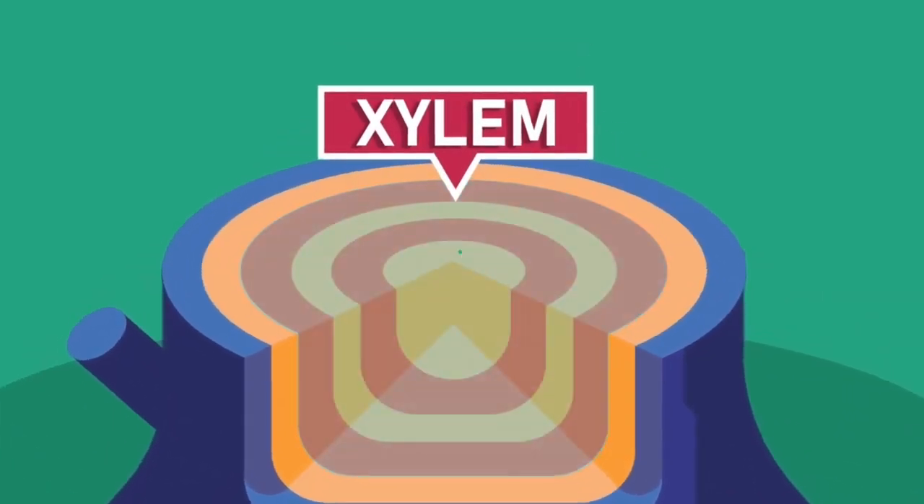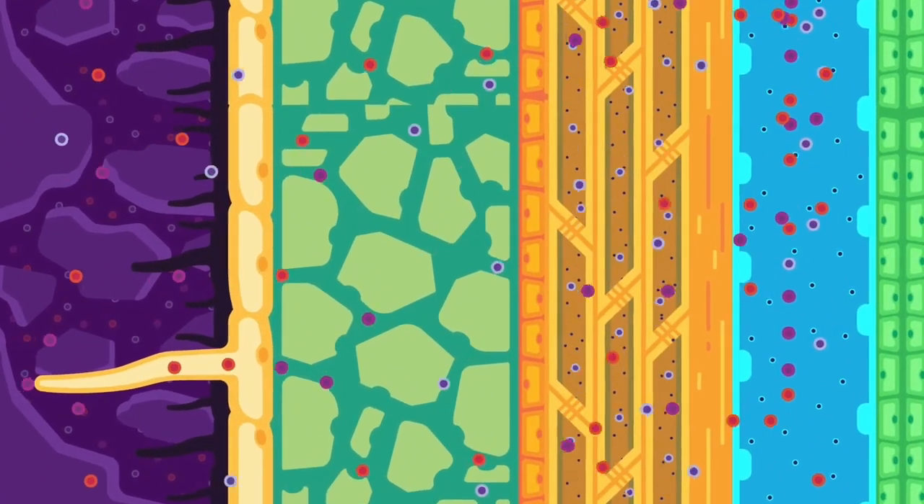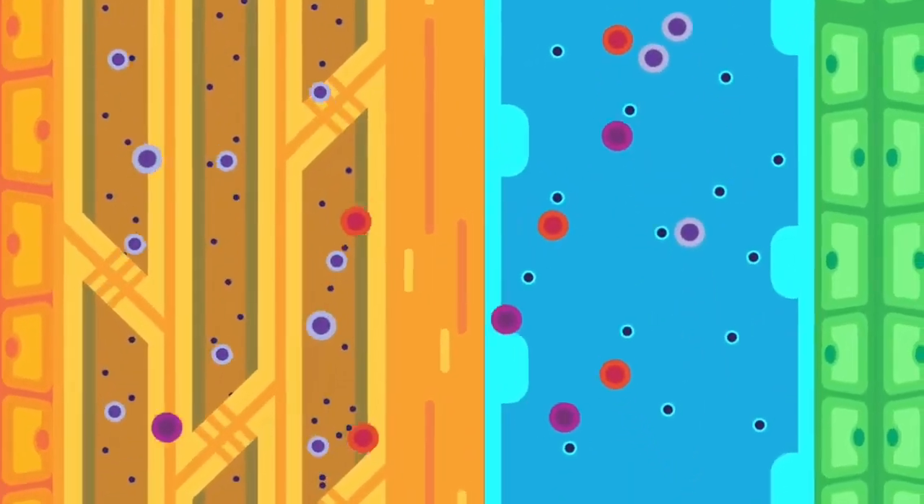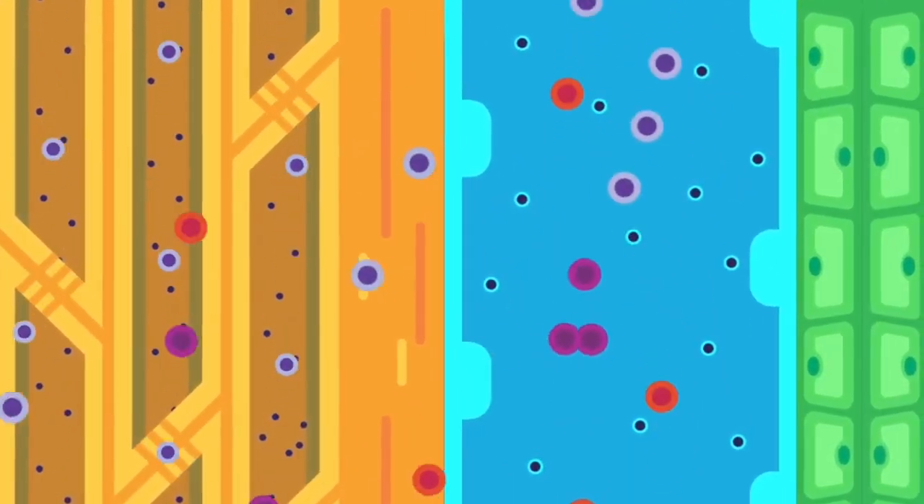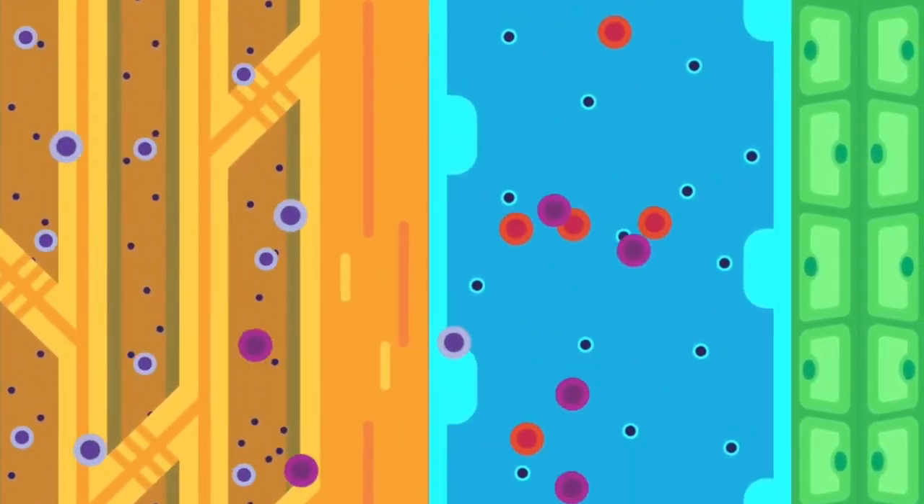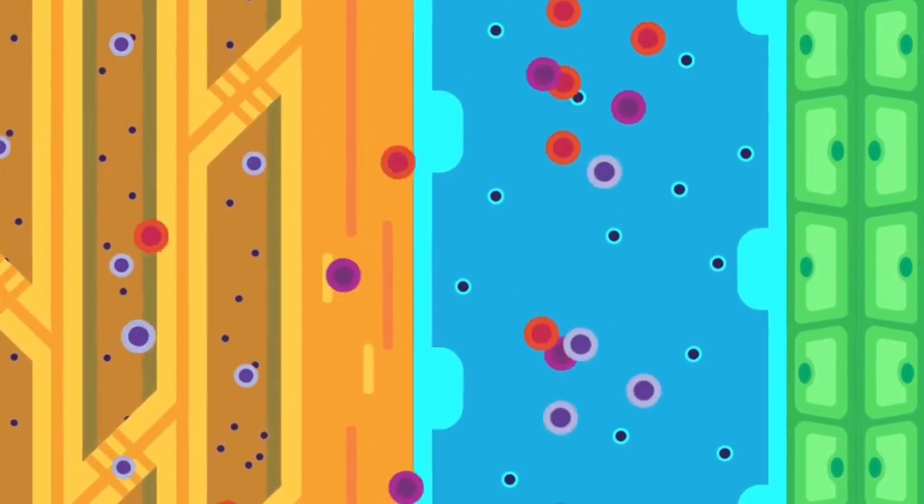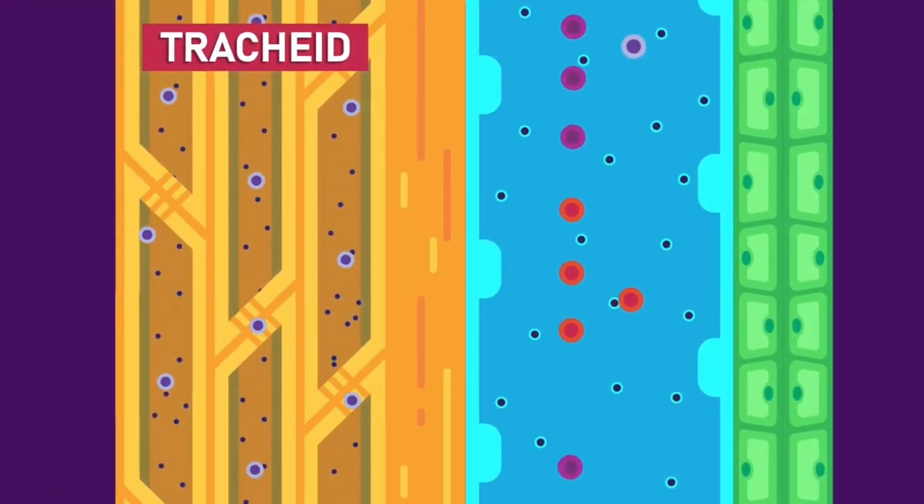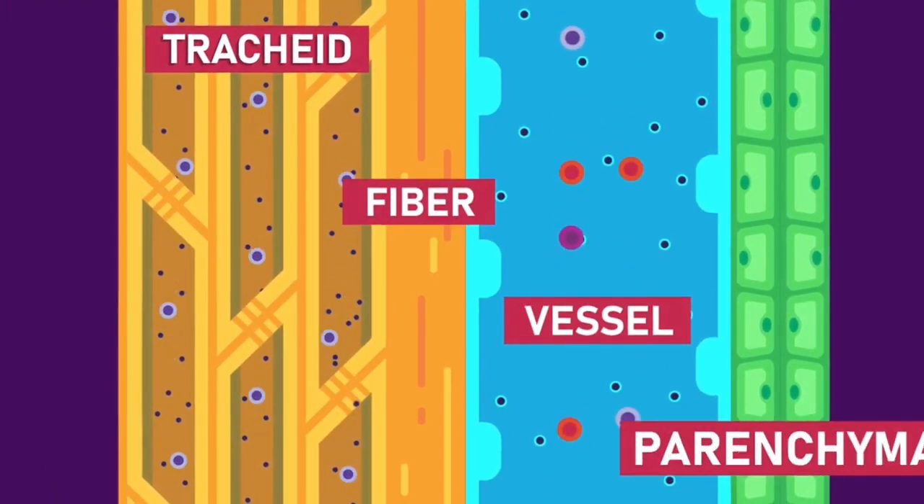Xylem. Xylem is responsible for distributing water and minerals taken by the roots. An interesting fact about xylem is that some parts of it do not have protoplasms or cell walls, allowing water and minerals to pass easily. Xylem consists of tracheids or conducting cells, vessels, fiber, and parenchyma.